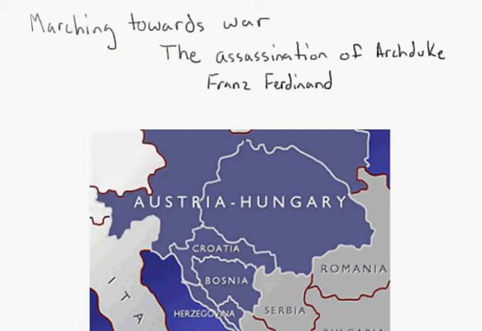We're now going to look at the spark that causes war in Europe. The Great War is what we're on, and we're going to be marching towards war with the assassination of Archduke Franz Ferdinand. Previously, we talked about the 4 underlying causes that are building up tension in Europe.